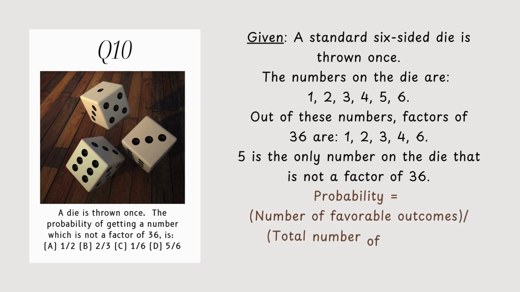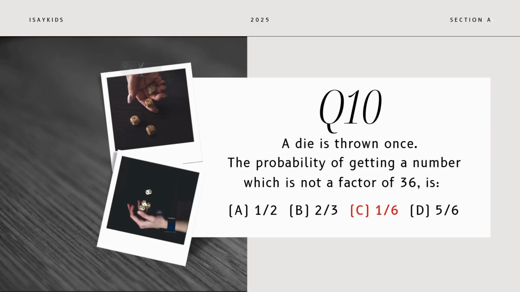Now probability is the number of favorable outcomes upon the total number of outcomes. Our favorable outcome is that the number should not be a factor of 36, and we have just one such number. And the total number of outcomes is 1 to 6, so 6 outcomes. So our probability becomes 1 upon 6. Hence option C is the correct option.